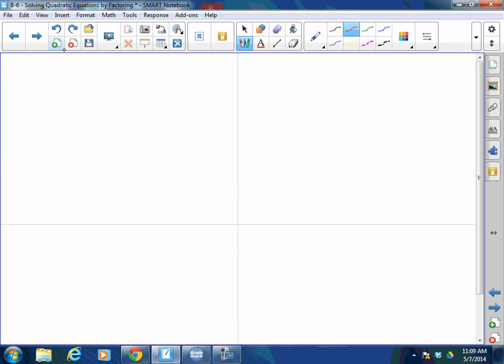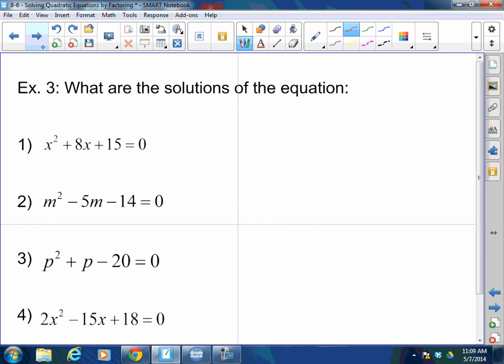Let's put it all together. Now, what are the solutions of the equation? Okay, now we have to do the whole thing. Let's factor. What times what is 15, but when added together is 8? Positive 3, positive 5. So what are my solutions? x is going to equal negative 3 and negative 5.